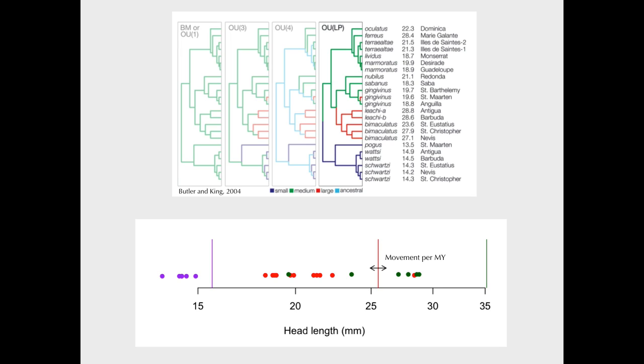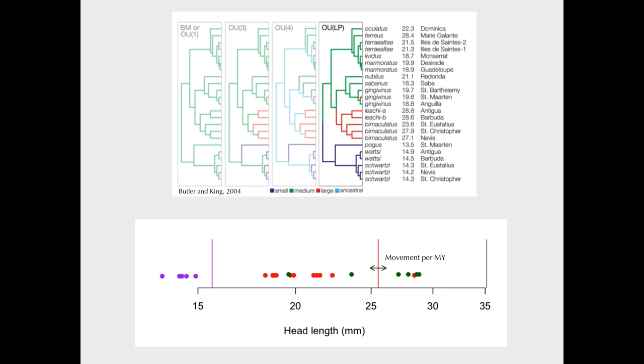But moving per million years is actually this width and this width. And this is under an OU model of selection. Is that as fast as selection can go? Because selection is faster than that. This is being a drift model. So something you can look at and try to figure out.